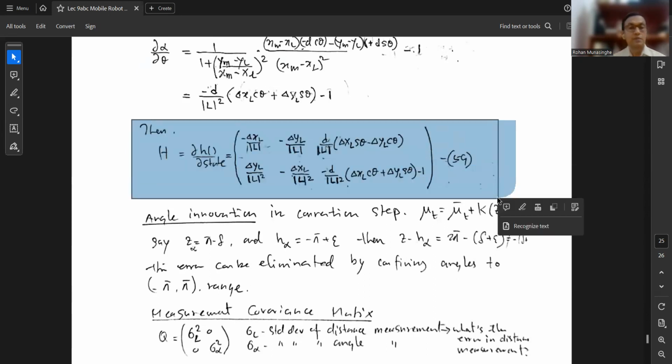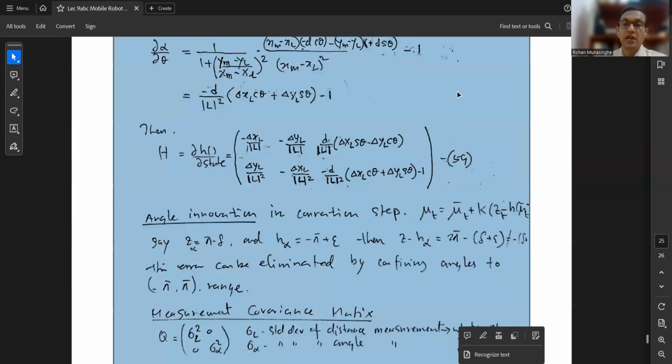This is the measurement Jacobian, right, with respect to the position, state variables of the system x, y, and theta. Equation 59.